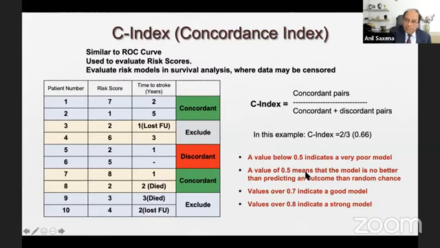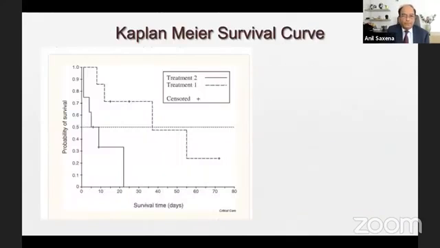0.5 means it is neither good nor bad, it's just a random classifier. 0.7 indicates a good model and 0.8 indicates a very strong model. So when we evaluate any risk score system, we like to have a good CIndex.